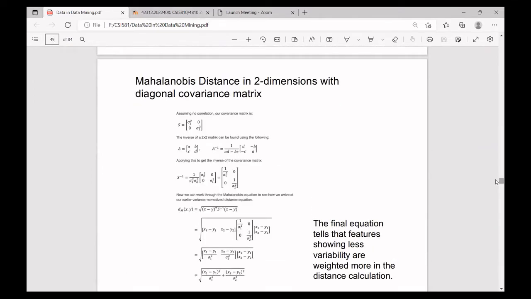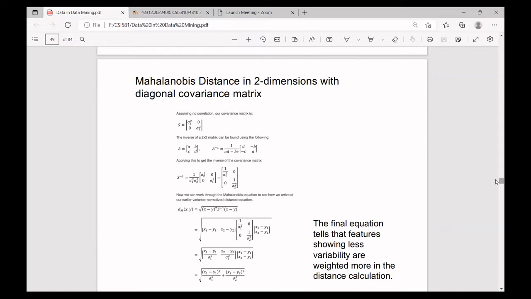Okay, here is an illustration for Mahalanobis distance in 2 dimensions. Just to keep things simple, the covariance matrix in this particular case is taken to be a diagonal matrix. That means the two features or the two variables that you have do not have any correlation, and that's why the non-diagonal terms are 0. All right. Let us assume that the first variable has a variance of sigma 1 squared and the second variable has a variance of sigma 2 squared. That's how the matrix S, our covariance matrix, is defined.